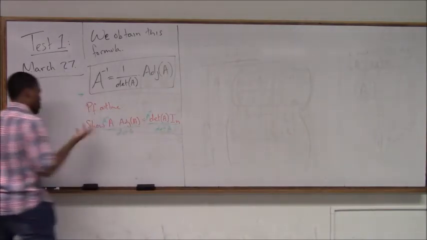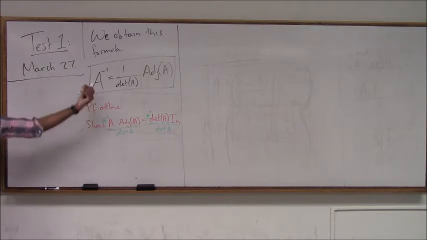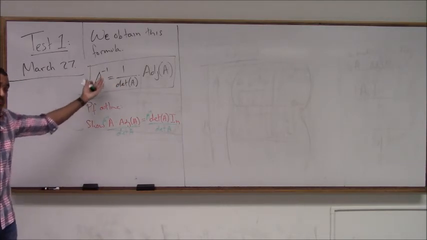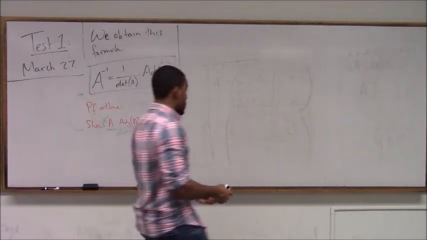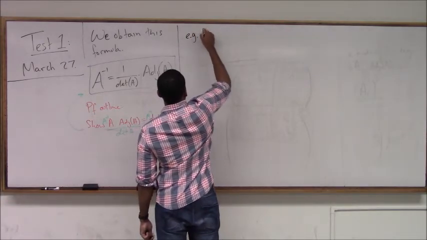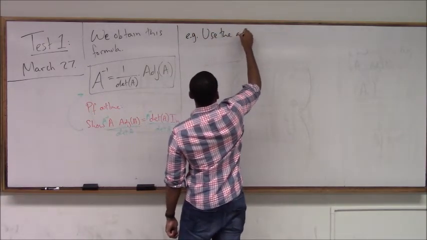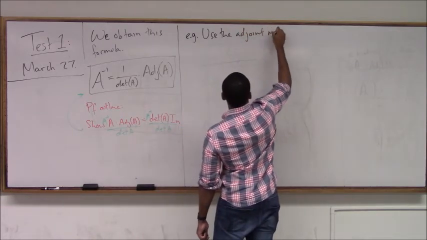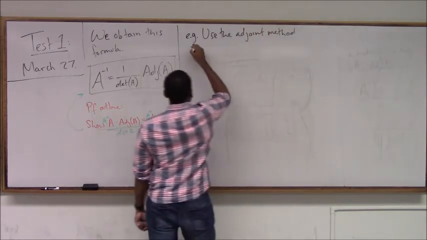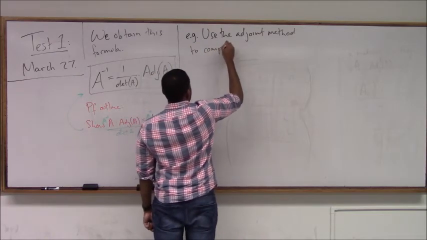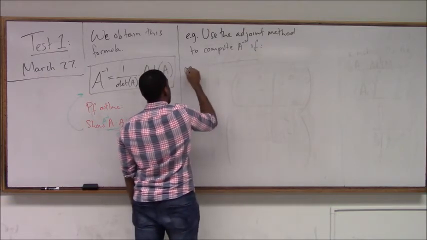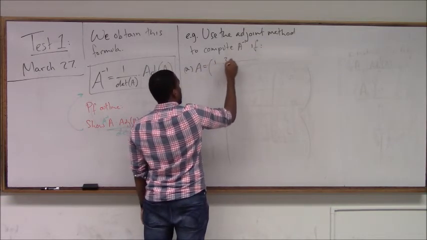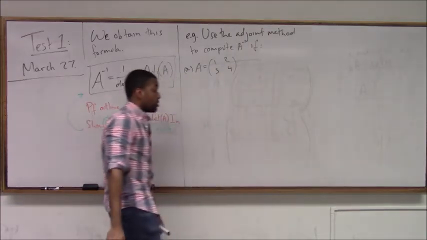I might talk a little bit more about the proof next time, but you don't really have to know it, and you don't really have to know that formula either. Technically, if I ask you to find an inverse, I don't care what method you use, but these are the two main methods, so you can actually use this formula. So let's do an example. Let's do it on that 1, 2, 3, 4 matrix, to show that we get the same answer.